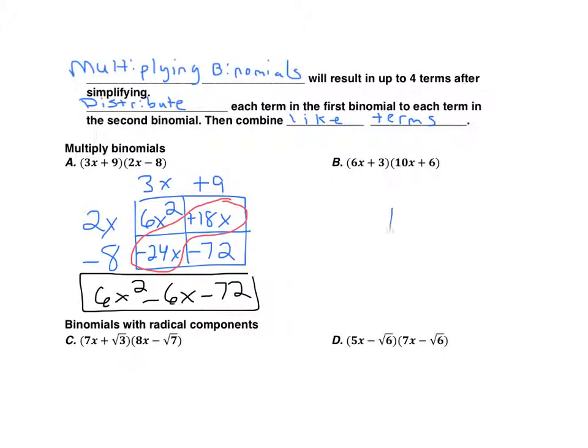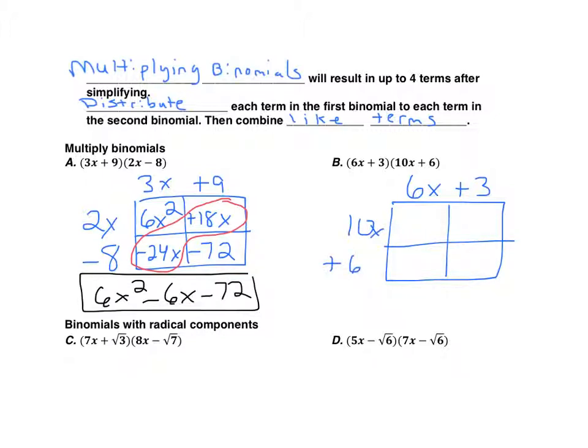Letter B, again, we're going to start off with our box. 6x plus 3 and 10x plus 6. 10 times 6 is 60x squared. 3 times 10x is a positive 30x. 6 times 6 is a positive 36x. And 3 times 6 is a positive 18.